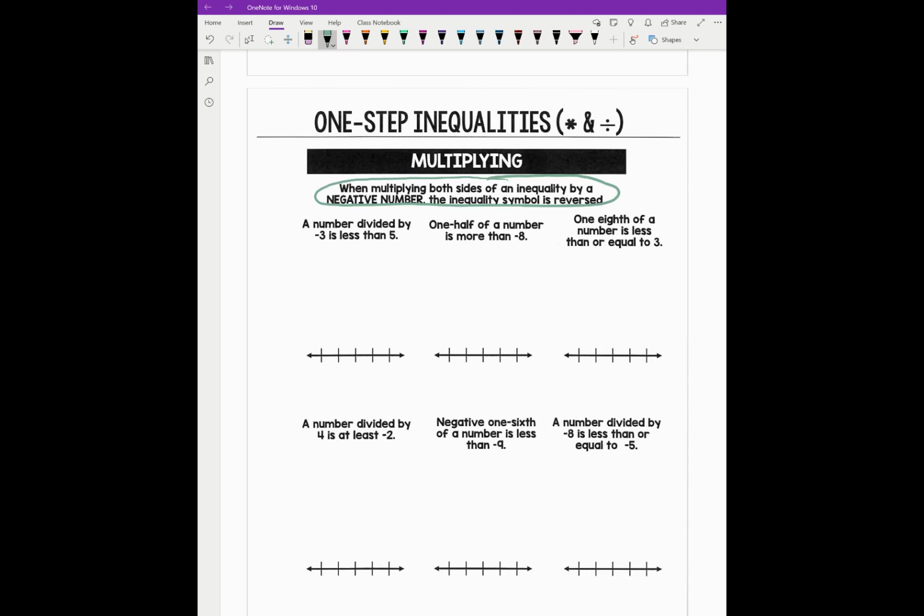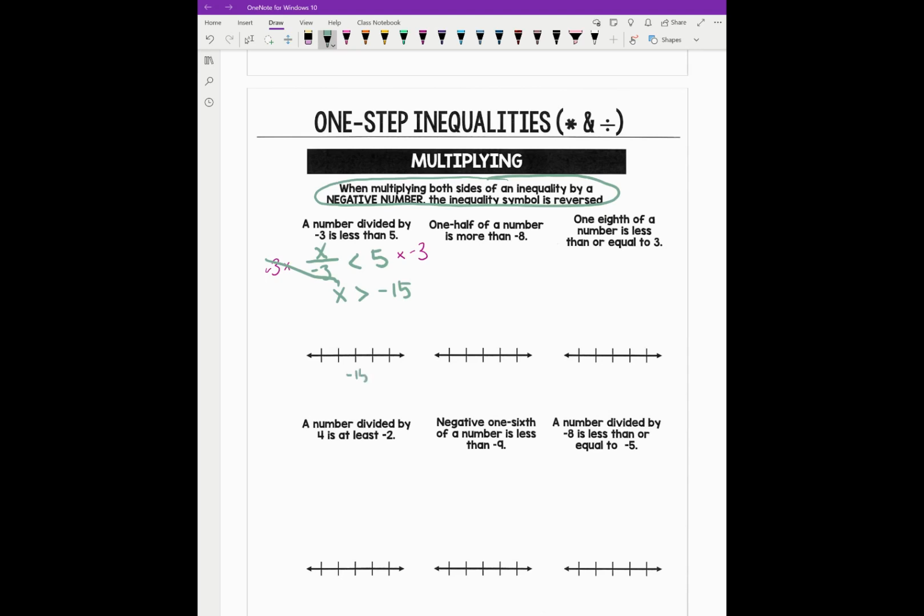So my first one, a number divided by -3 is less than 5. If I don't know the number, remember you pick whatever letter you want. I'm going to use x. x divided by -3 is less than 5. My one step to solve is going to be multiplying both sides by that number in the denominator, which is -3. And because it's a negative, I have to make sure I flip my sign. So on the left, the -3's cancel with each other, and that leaves me with x is greater than -15. I flipped the sign because I multiplied both sides by a -3.